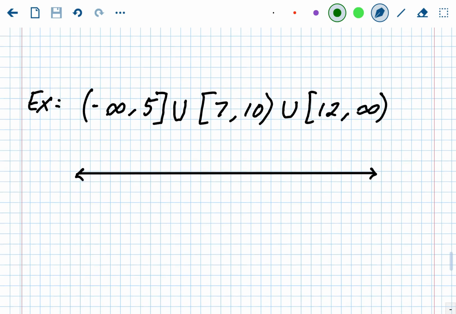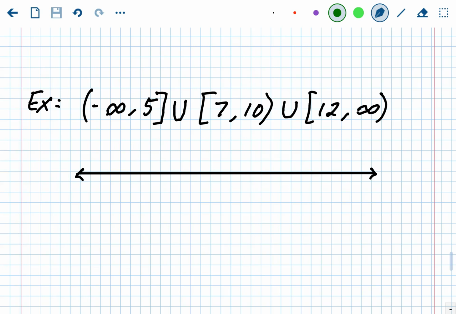Just a couple more now. This one's getting a little ridiculous now. But you could have more than 2 intervals. You could have 3 intervals. You could have 4 intervals. You could have as many intervals as you need to represent the solution set to a problem. So this one has 3 intervals, which means it's going to have 3 parts to the graph.